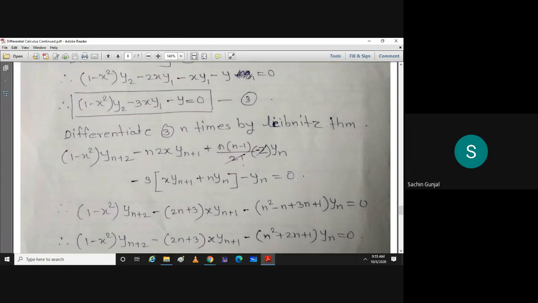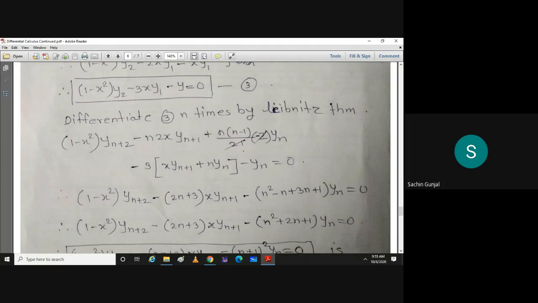Now, the last part is just collecting the coefficients correctly. 1 minus x square yn plus 2 as it is. Collect the coefficient of yn plus 1. Here it is minus 2nx, and here it is minus 3x. So you can check that this coefficient is minus of 2n plus 3 times x into yn plus 1. Fine? Is this fine? Yes, sir.